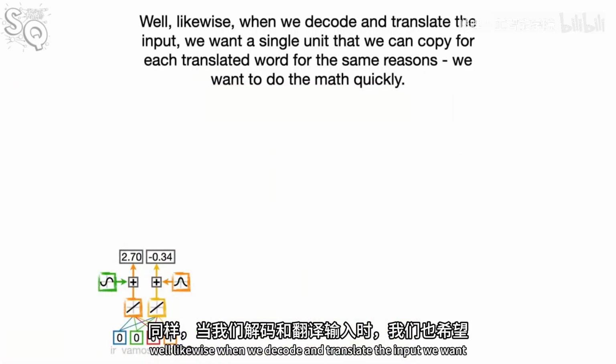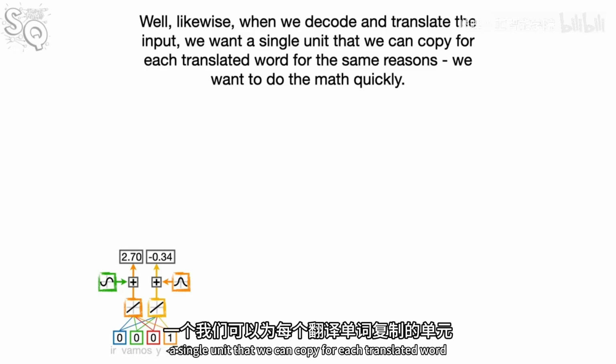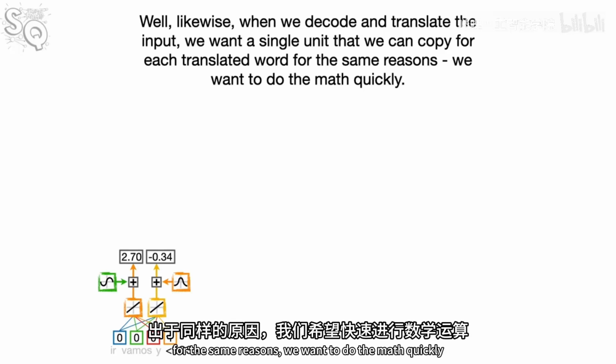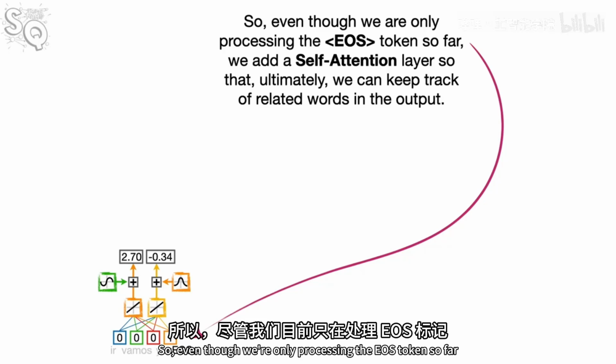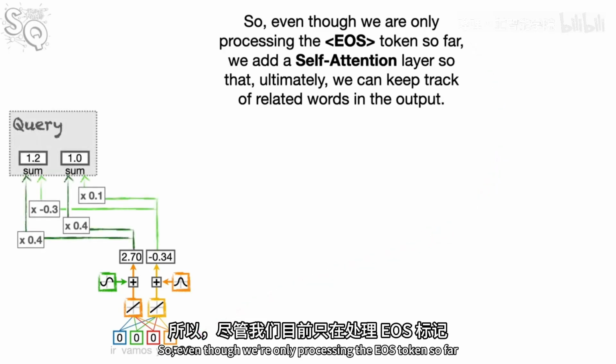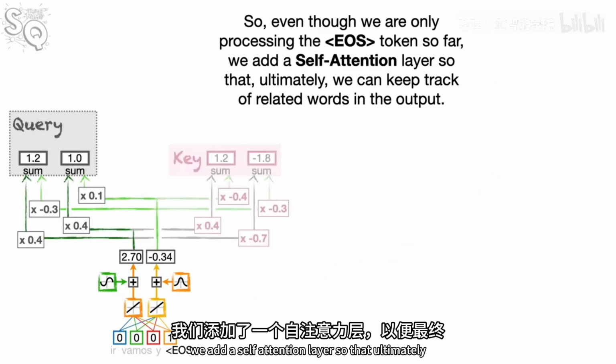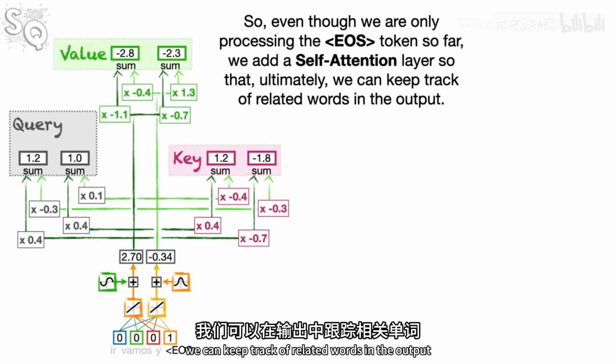Likewise, when we decode and translate the input, we want a single unit that we can copy for each translated word for the same reasons. We want to do the math quickly. So, even though we're only processing the EOS token so far, we add a self-attention layer so that, ultimately, we can keep track of related words in the output.